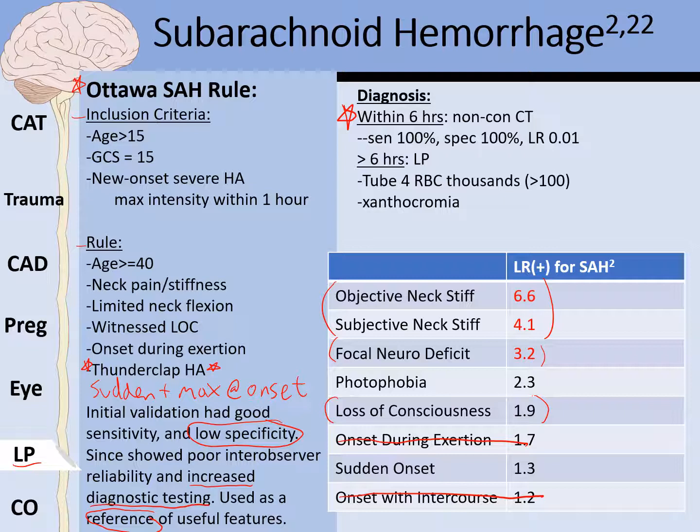When an LP is done, the diagnostic criteria is over 100 RBCs in tube 4, or xanthochromia, which is jaundice-appearing blood created by sitting in the subarachnoid space for some time. The RBC cutoff is difficult because traumatic taps are common, where capillary blood from the skin gets into your needle, making the CSF look bloody. However, traumatic taps should cause clearing of RBCs, where there is much more blood in tube 1 than tube 4. However, there is controversy about the amount of clearing. A generally accepted but very conservative cutoff is 100 RBCs in tube 4.